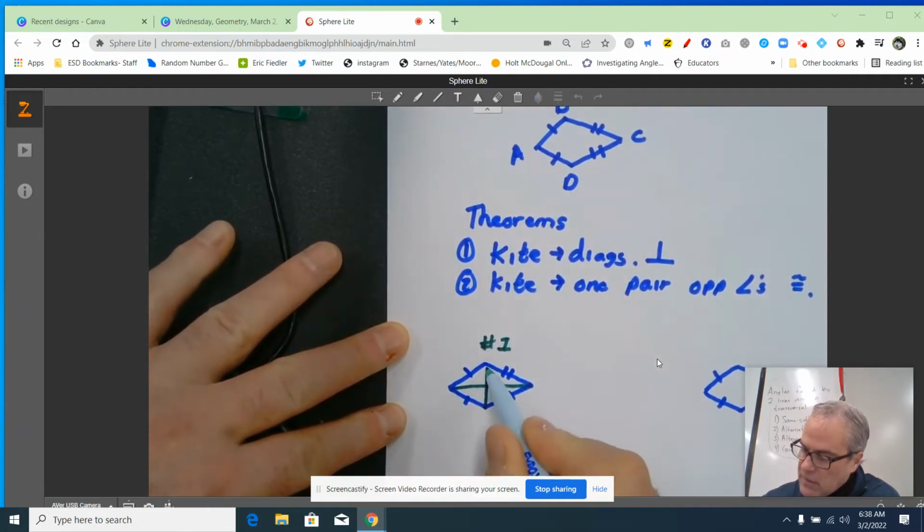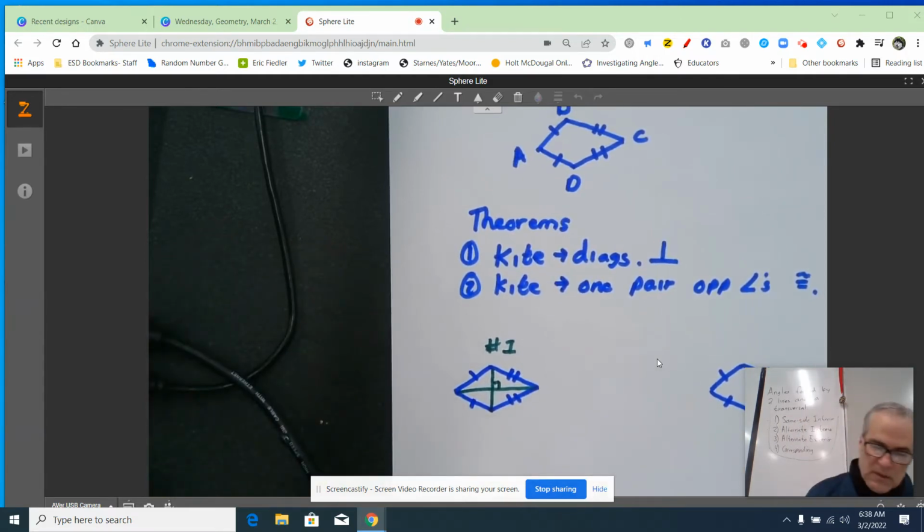Now you might think there's another shape that we've talked about that has diagonals perpendicular to each other, and that's called a rhombus. A rhombus is a kite. It's a special type of kite. But a kite, however, is not necessarily a rhombus because not all the sides are the same.